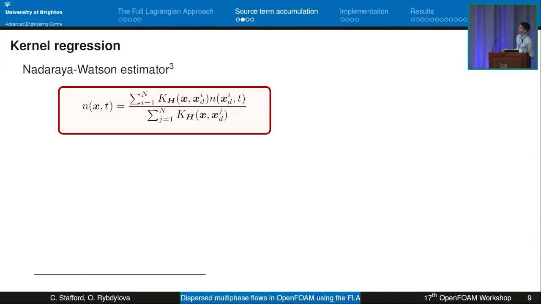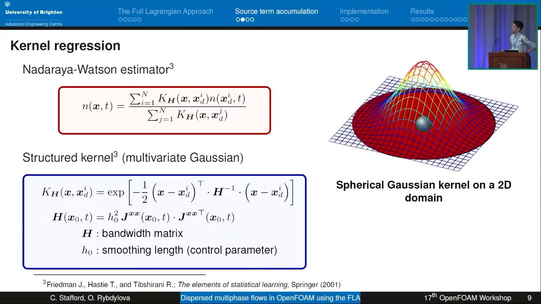So this is just a statement of the Nadaraya-Watson estimator. The important thing is the selection of kernel. So we're using a structured kernel here, and a multivariate Gaussian is a simple form. But the key is we can specify this covariance matrix. And the important bit is that to construct the covariance matrix, we actually use this Jacobian tensor from the full Lagrangian approach.